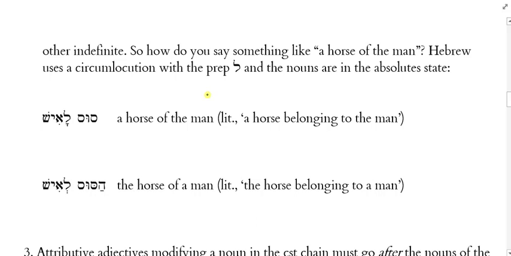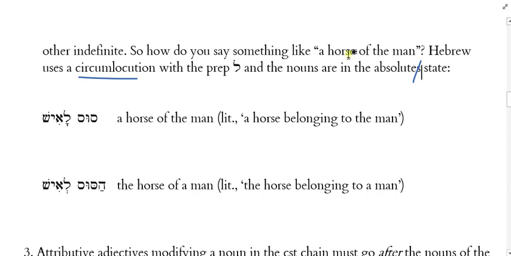Hebrew uses a circumlocution. What is a circumlocution? It's a roundabout way of saying something. Okay? Hebrew uses a circumlocution with the preposition lamed, and the nouns are in the absolute state. There's an S here, a straight S. You can omit that.